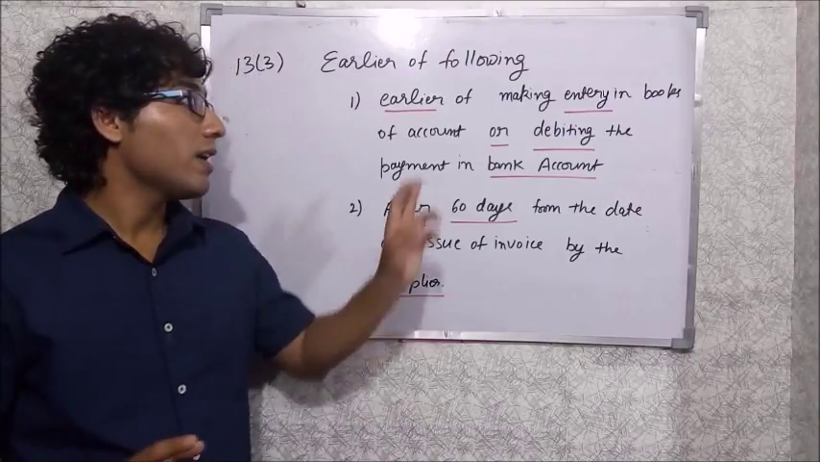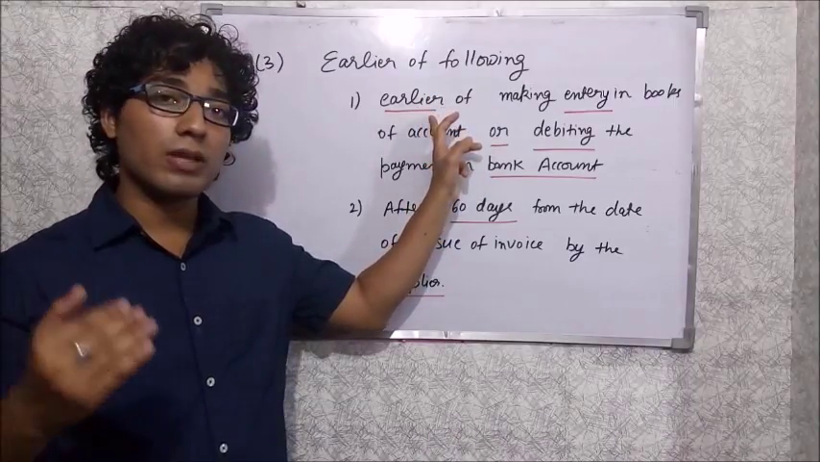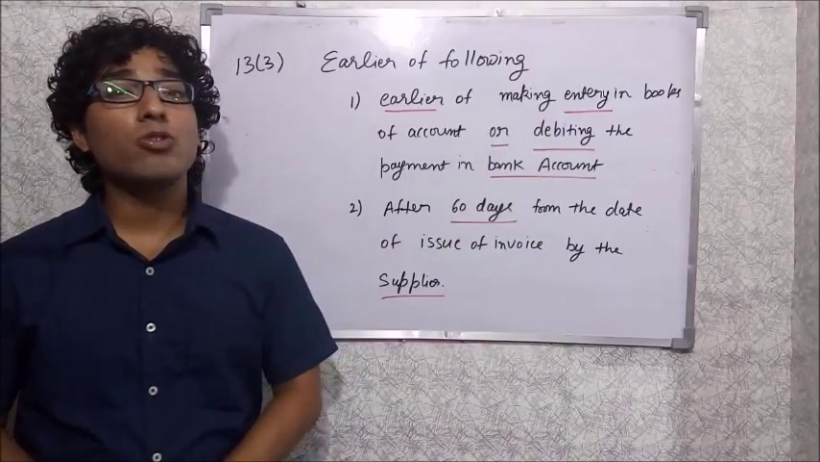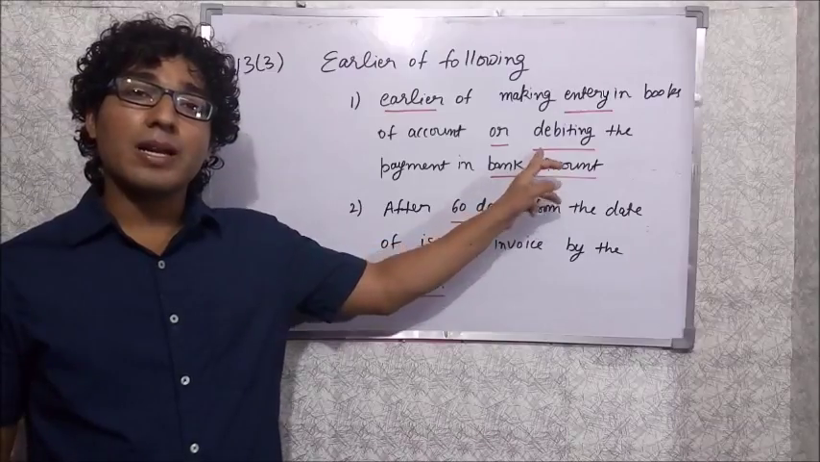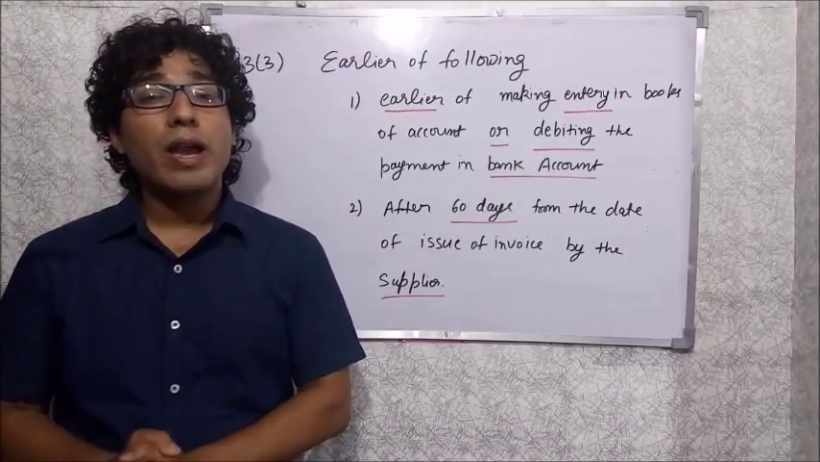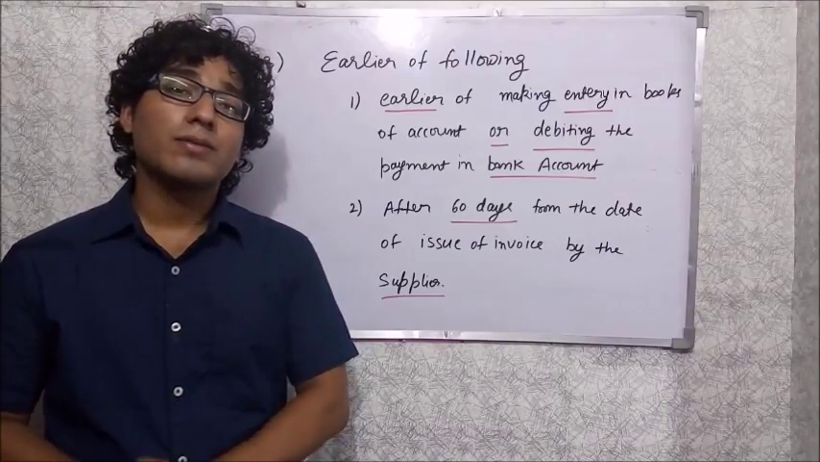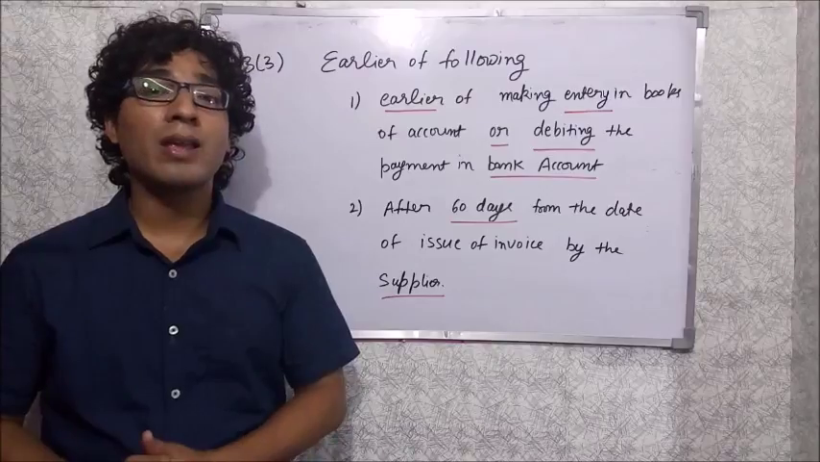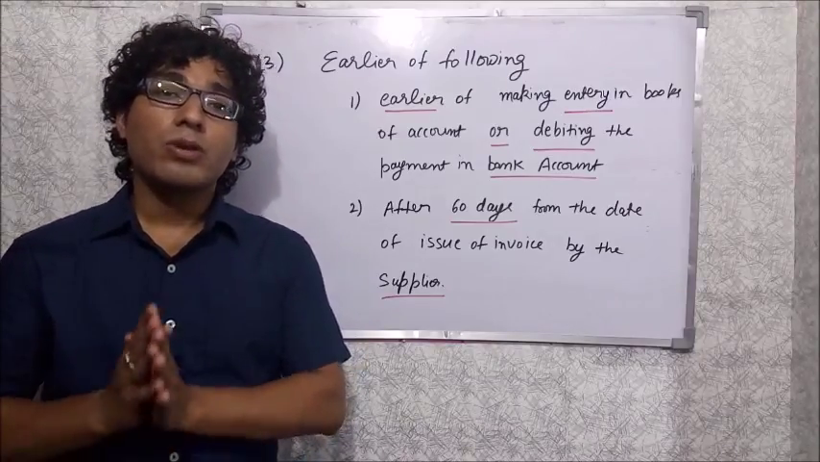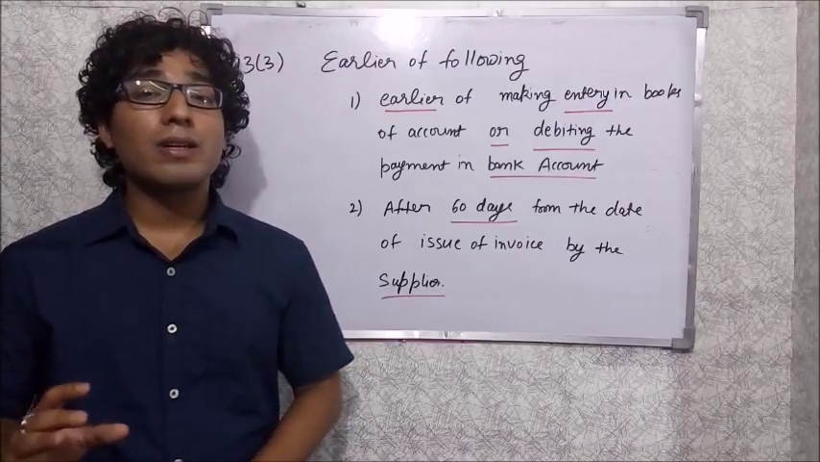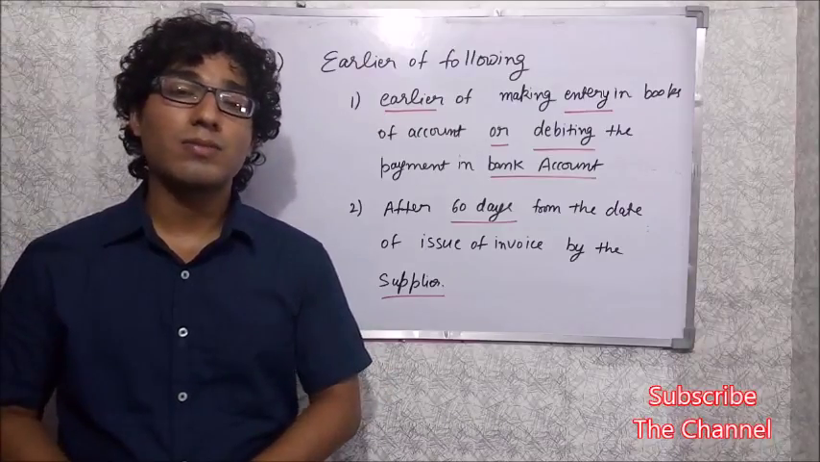The first event is the earlier of: when you make the entry into your books of account, or when the amount is debited in your bank account. So when you make the entry into your books of account, or when the amount is debited in your bank account, you have to check which is the earlier event out of those two. And when you determine the earlier event out of those two events, that will be treated as the first event under section 13 subsection 3.